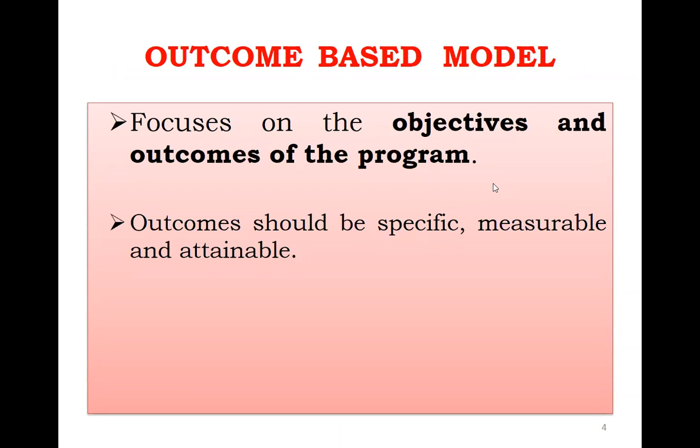The outcome-based model focuses on the objectives of the outcome of the program, and the outcomes should be specific, measurable, and also attainable. We are very much familiar with the term outcome now. We should know how to specify the outcome of a particular program and how we can measure it, and for measurement to be possible, it should be attainable also. We'll see how we should write the outcomes that we have to attain.